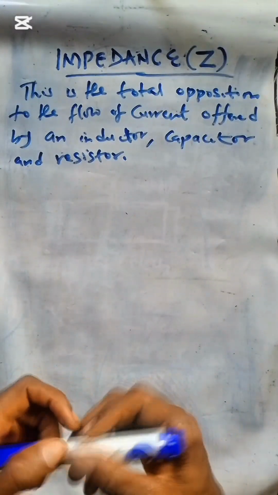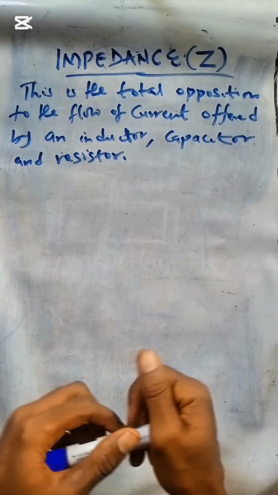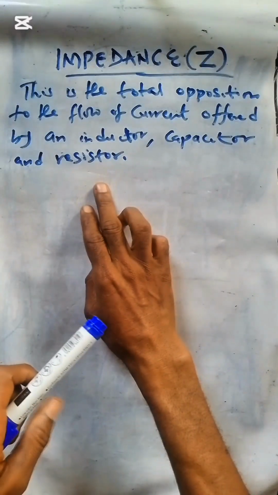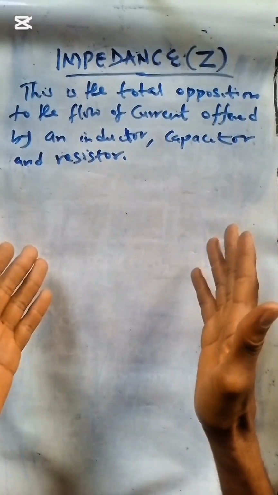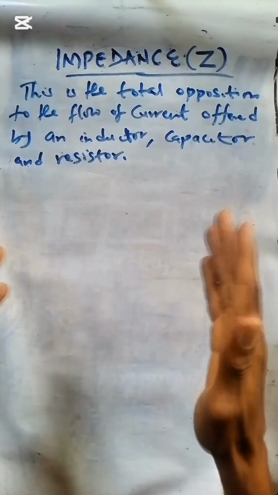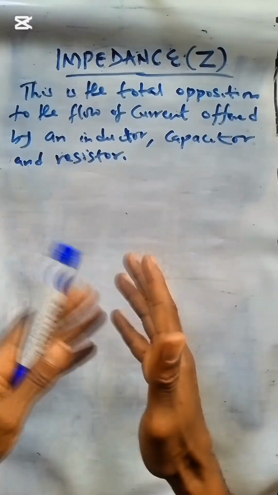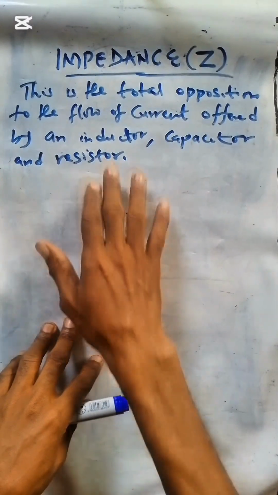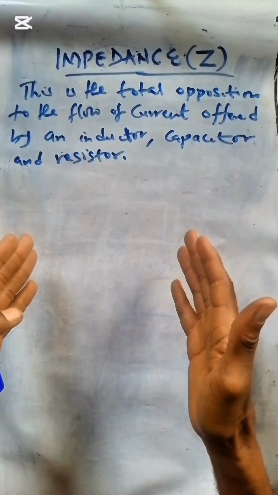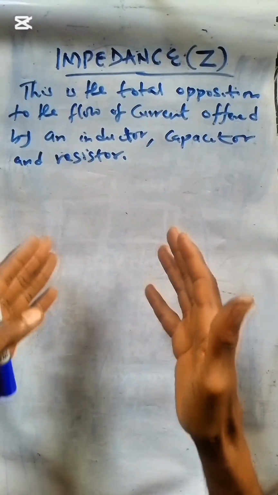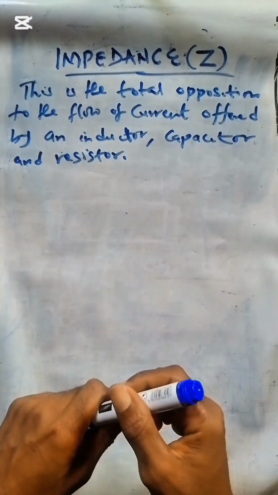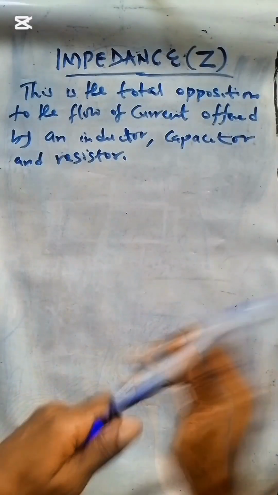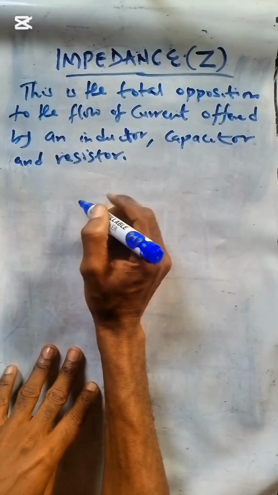At times it can be a resistor and a capacitor in a circuit. When a resistor and capacitor oppose the flow of current jointly, it is also called impedance. And where a resistor and an inductor in a circuit oppose the flow of current jointly, it's also impedance. So that leads us to the RC and RL circuits. Let's take them one after the other.